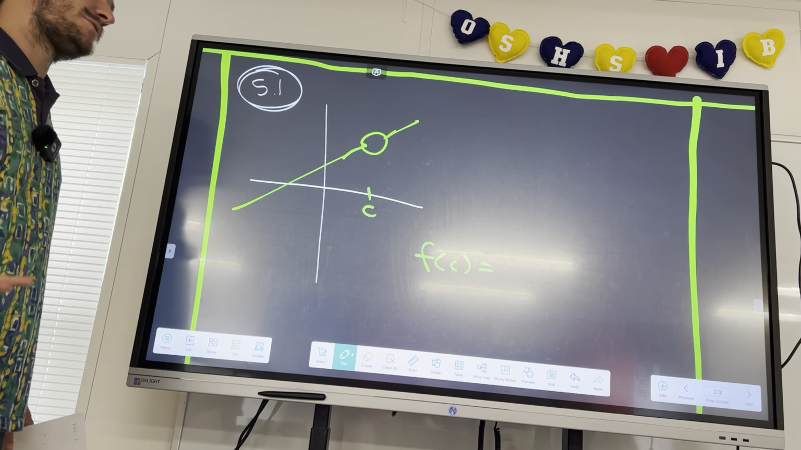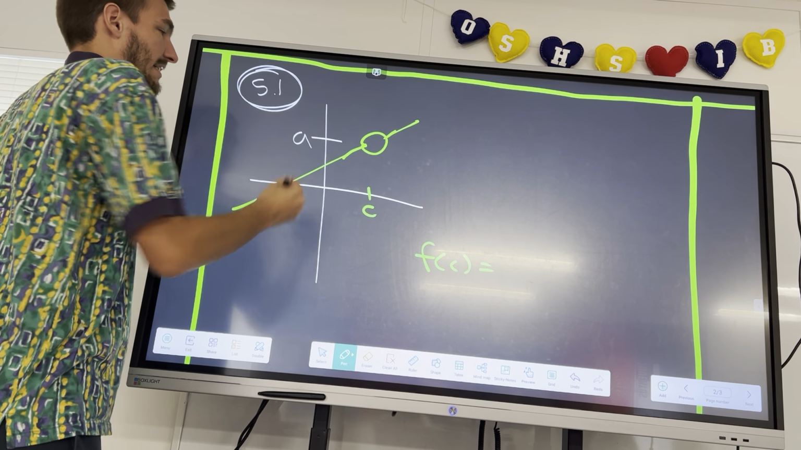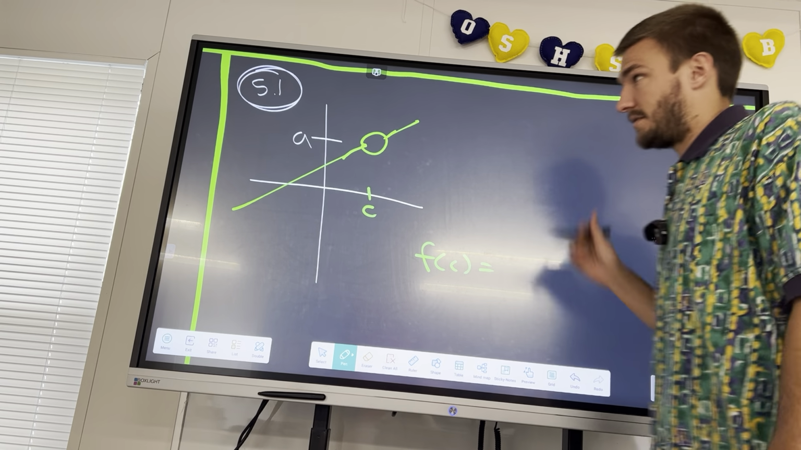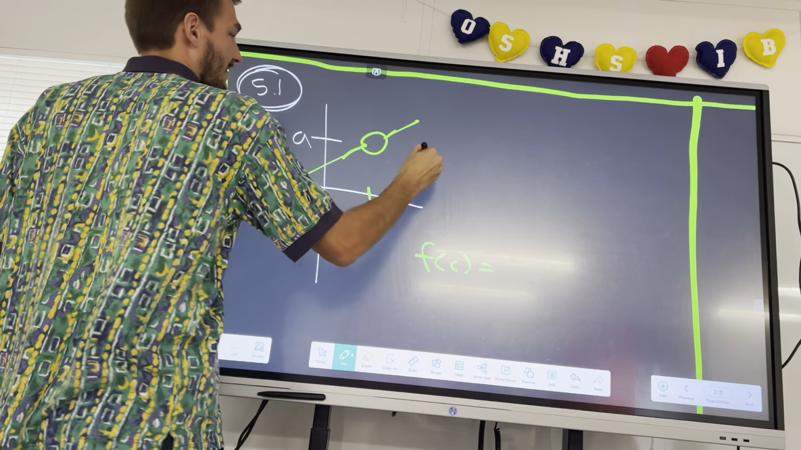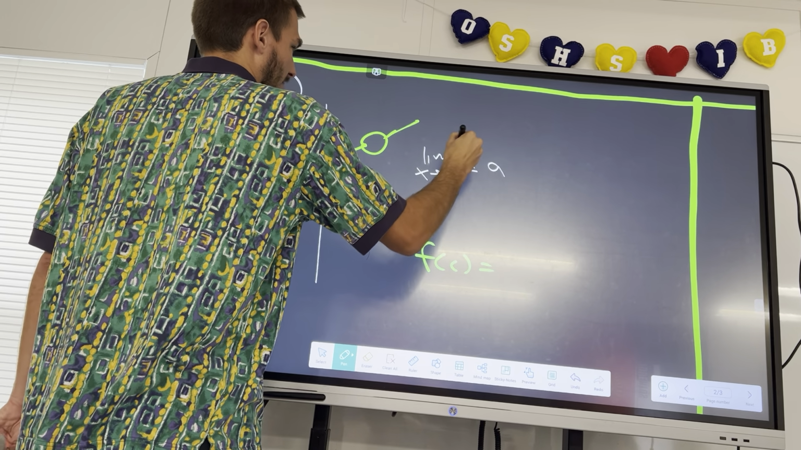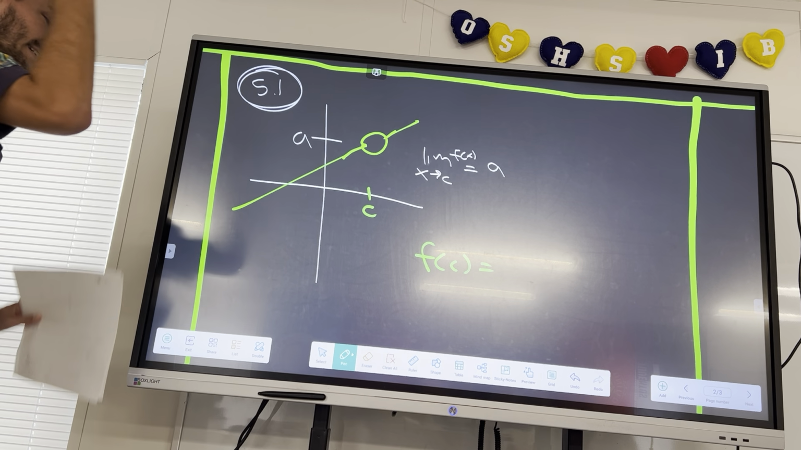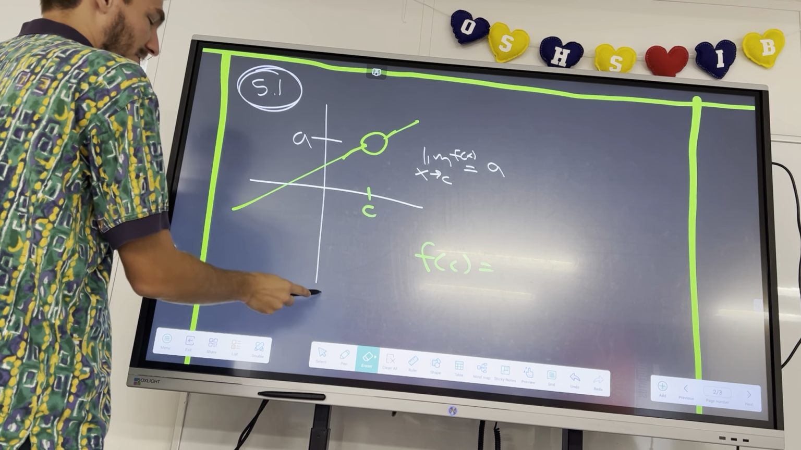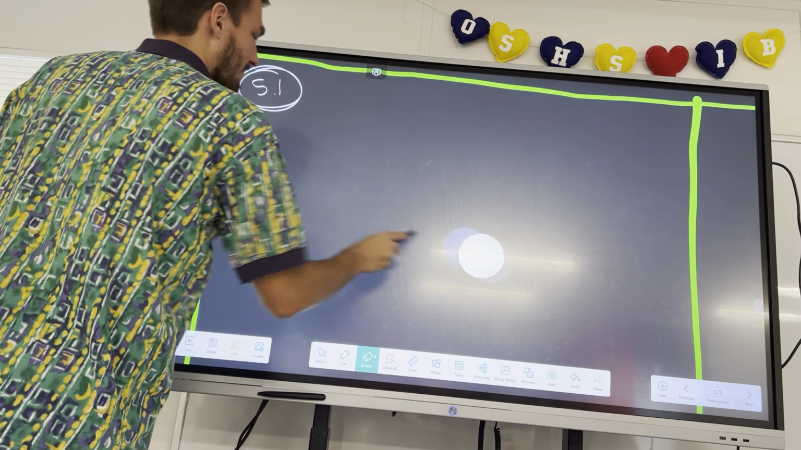But as far as limits are concerned, as I'm approaching from this side, it looks like it's going to be A. And as far as you're approaching from this side, it looks like it's going to be A. So even for this graph, the limit as x approaches C would be A. And again, we need some sort of f of x jammed in there. But that is literally what HL2 and SL2 were doing for the first day of school this year, because they were doing calculus. Okay.